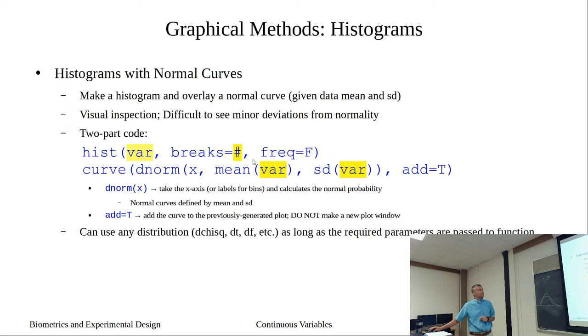All right? Now, why does this x stay an x? Because with the curve function, it's going to look at the figure that's already there, and it's going to pull the x from the x-axis of that figure. All right, and we can use any distribution, but for us, we're doing a normal curve. That's what we're doing. All right, so let's try it. So let's use our yes distribution, or our yes vector.